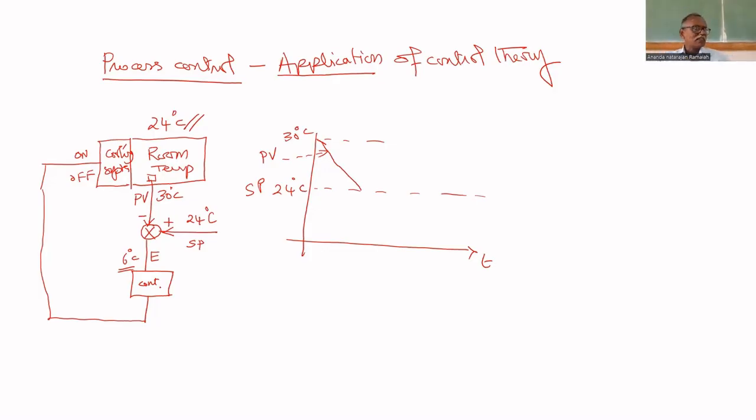So it starts decreasing. When set point equals 24 and the process variable also comes to 24, then error becomes 0. Suppose the temperature falls below 24, to 23.9, then error becomes positive. That's why the cooling system is turned off. What will happen to the process variable, the room temperature? Now it is 23.9 and the cooling system is turned off. What will happen to the room temperature?